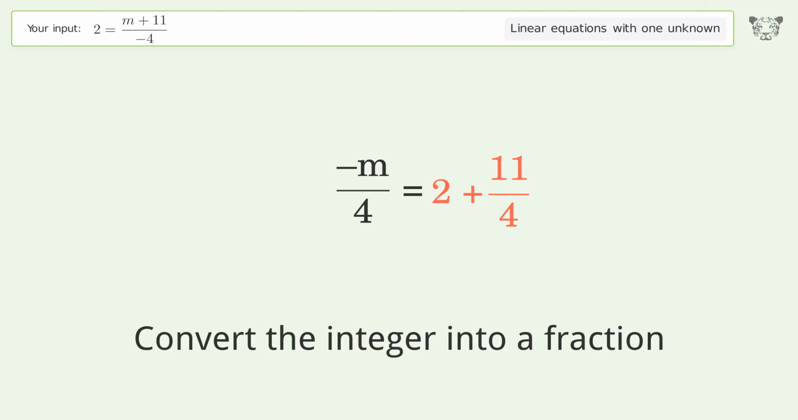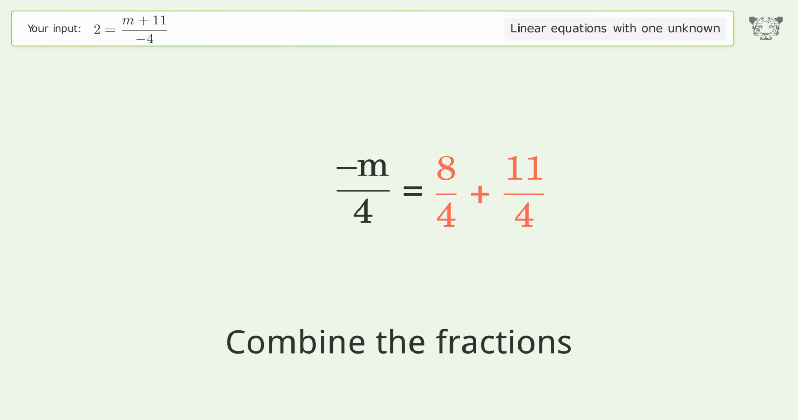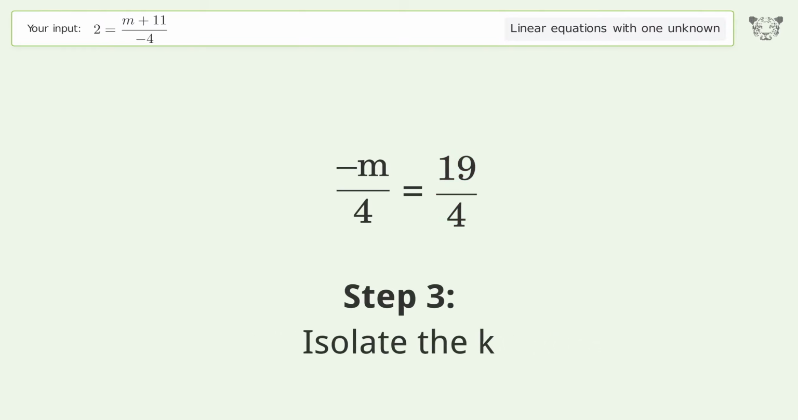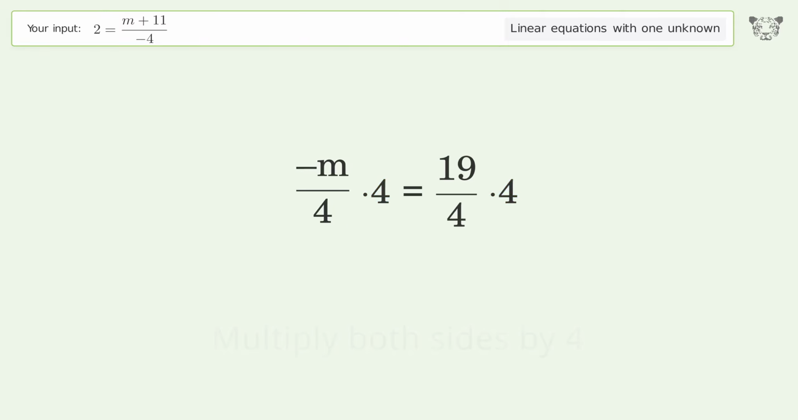Convert the integer into a fraction. Combine the fractions. Combine the numerators. Isolate the k. Multiply both sides by 4. Group like terms.